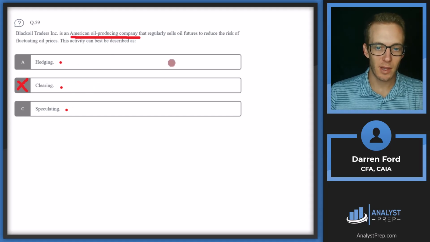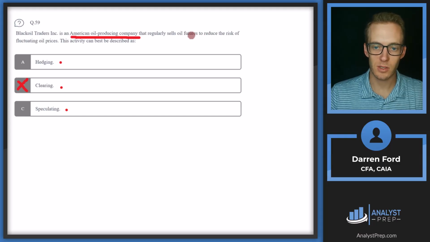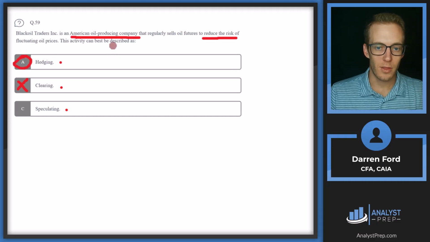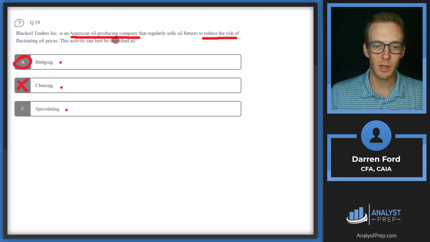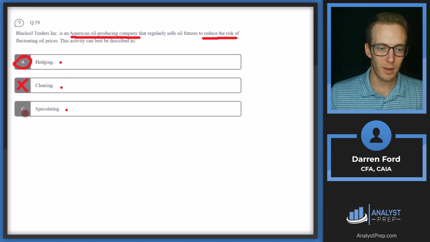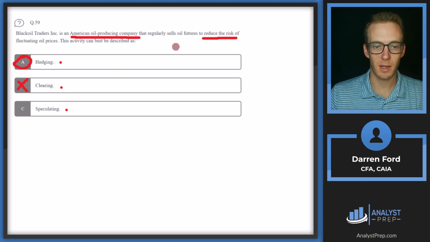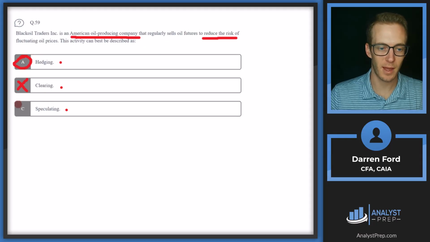So then between hedging and speculating, the key thing we need to look at here is why are we buying and selling these oil futures contracts? So they say that they're selling in order to reduce the risk of fluctuating oil prices. So if we're looking to reduce risk, that's going to be a hedging activity. They're hedging their business, and this is typically what a business will be using futures for. They're not normally going to be speculating to try and make profit because they're making profit by producing oil. If we were speculating, then in the question it would say something about they thought oil prices were going to drop, so they were selling oil futures or something like that. So we can rule out speculating, confidently go with answer A, hedging.